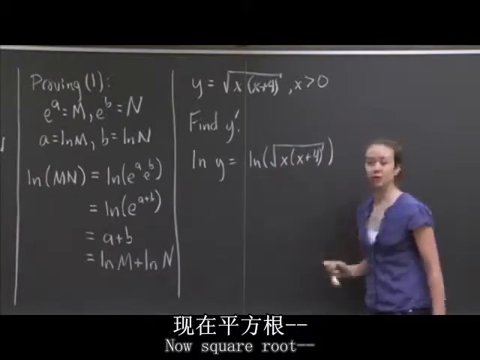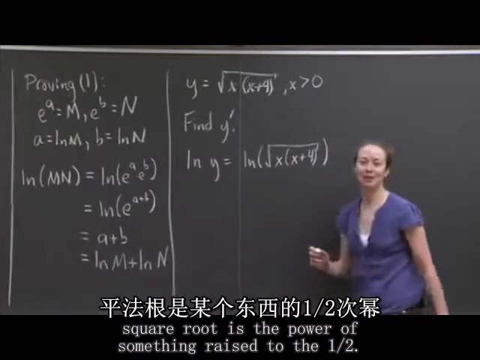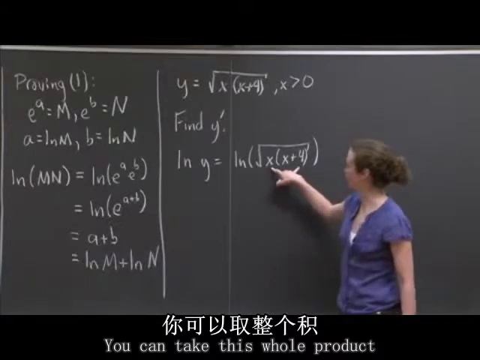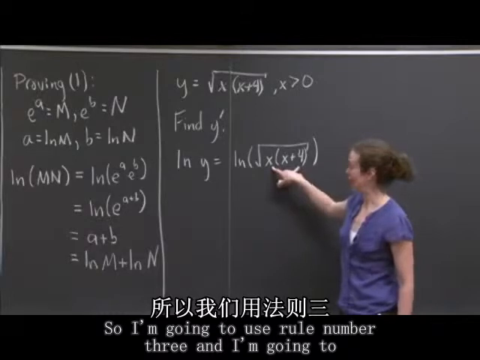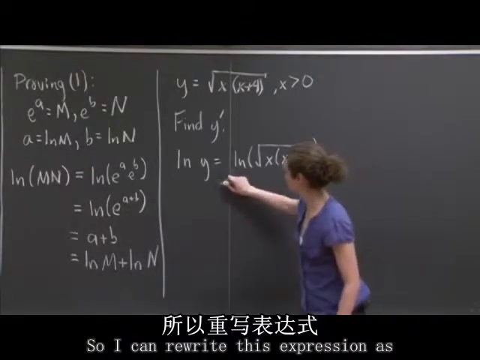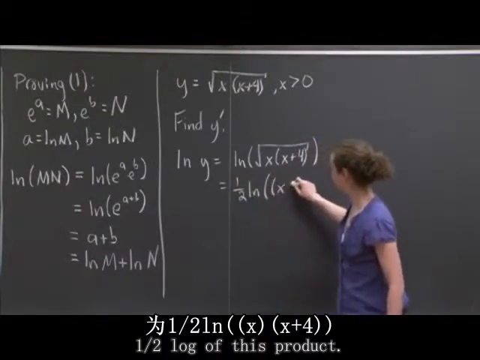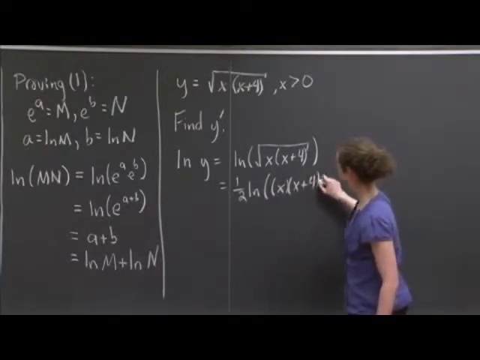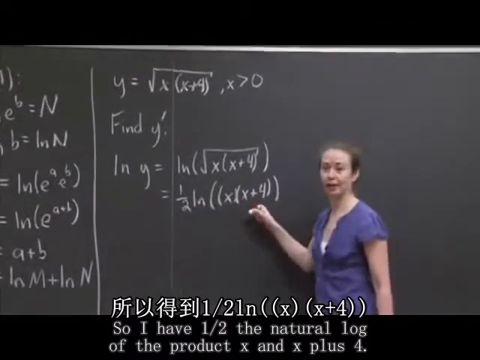Now square root is the power of something raised to the 1/2, right? That's what it means to take a square root. You can take this whole product and raise it to the 1/2. So I'm going to use rule number 3, and I'm going to bring that 1/2 that's a power out in front of the log. So I can rewrite this expression as 1/2 log of this product. That's one too many parentheses, but that's okay. So I have 1/2 the natural log of the product of x and x plus 4.